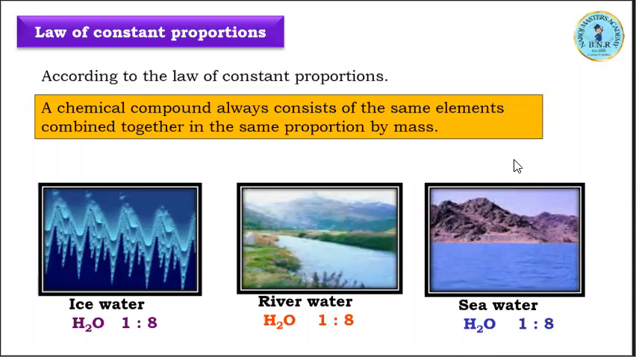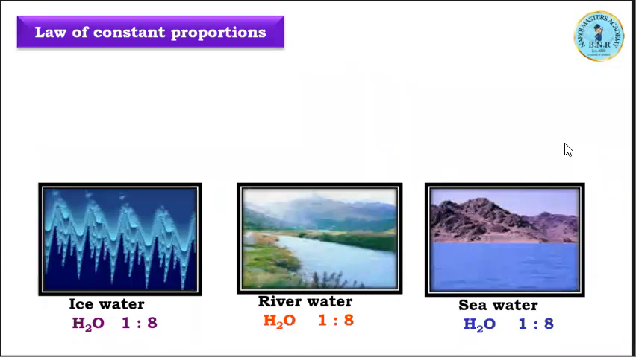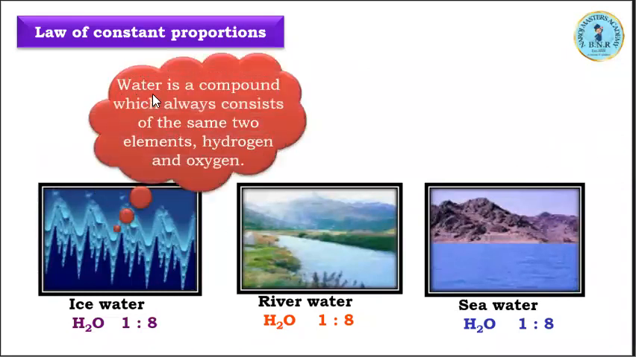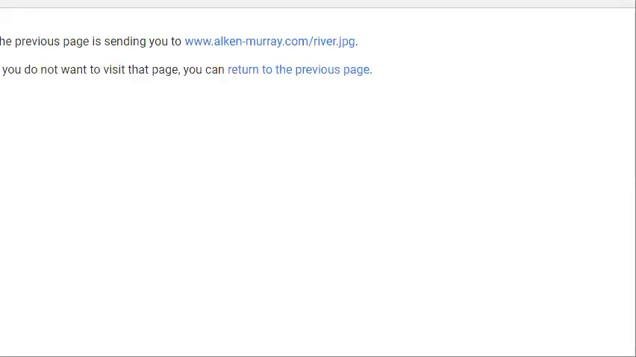Okay, always the same throughout the solution. Very much throughout the substance here, solution in the sense sea water, river water, ice water. In all cases, the mass of hydrogen to the oxygen is not changed. It is the same. Okay, here is the question. What is the compound which always consists of the same two elements? Hydrogen and oxygen.